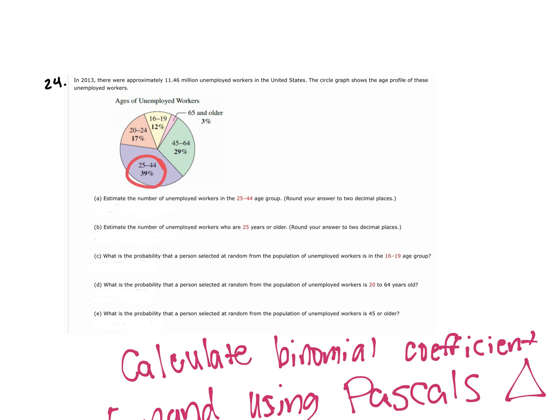So it's 39% of the total amount of people, which is 11.46. So it would be 11.46 times 0.39. So that would be, it says 2 decimal places, so 4.47 million people.